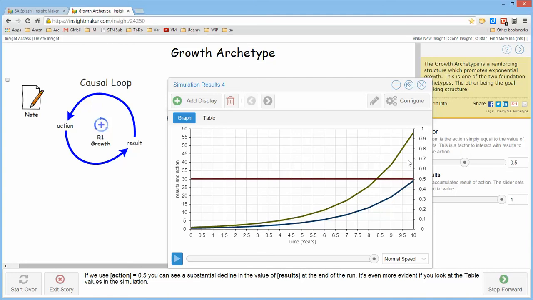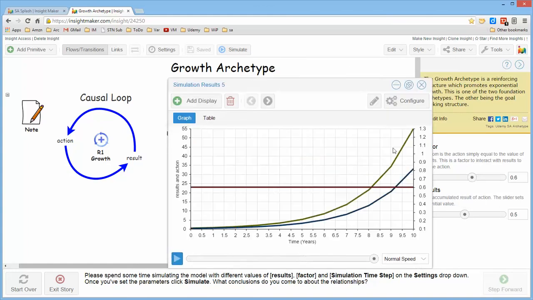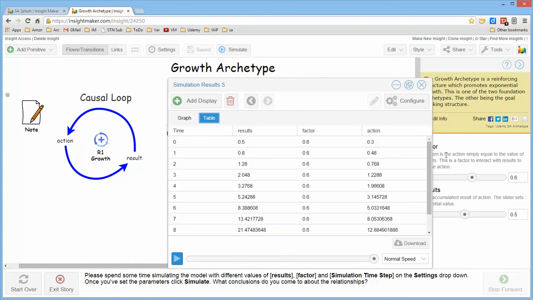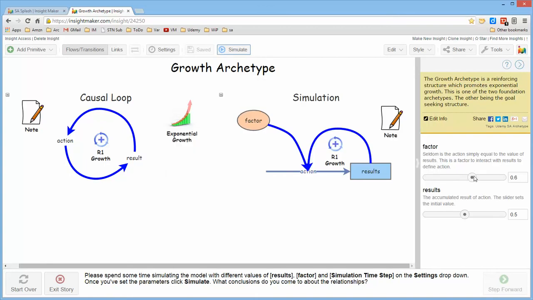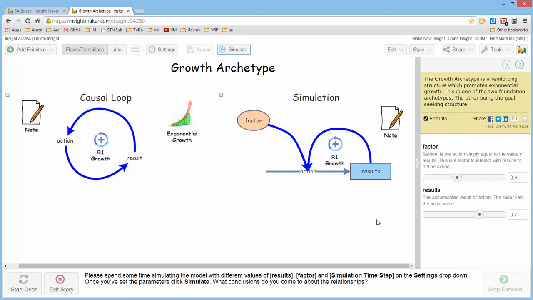So from here, it would probably be a good idea if you actually accessed this model and ran it a number of times. You can change the values of the factor and the initial value of the results, and you can run the simulation. You can look at the result values, or you can look at the tabular values after each period, and you can change the values again and run it. You can do this as many times as you like. The intent is to interact with the model to get a sense of what it feels like, what the implications are of changing the values back and forth.